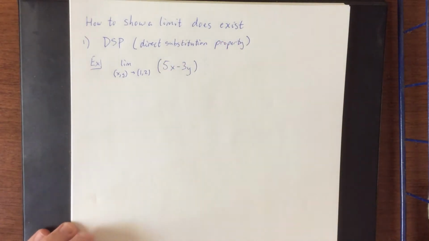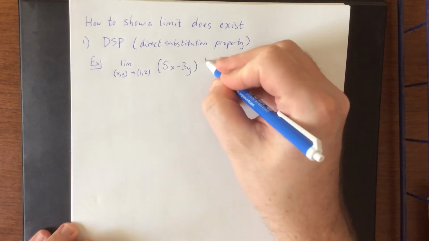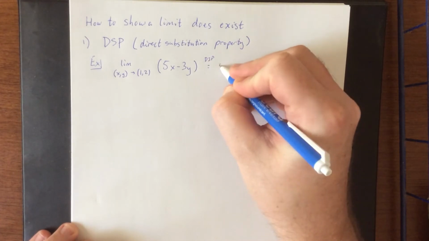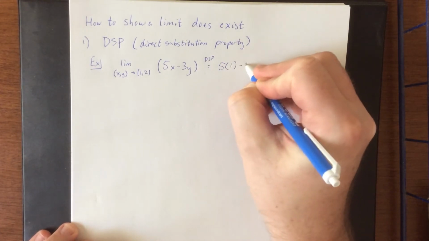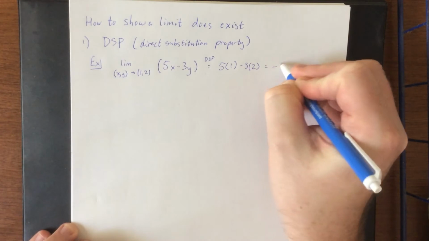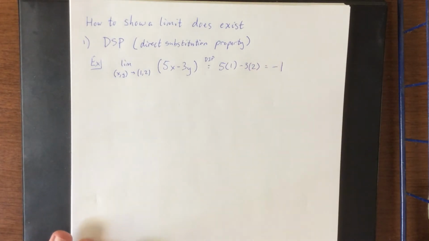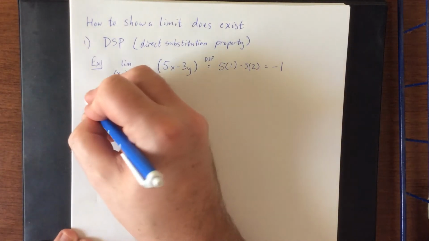So a direct substitution property would really be something like this. The limit as (x,y) approaches (1, 2) of 5x minus 3y. The direct substitution property says, let's plug it in, see what happens. That would be 5 times 1 minus 3 times 2 for a final answer of -1. The direct substitution property is awesome. It's also incredibly boring as far as problems are concerned, so don't expect to see that one work right away too frequently.